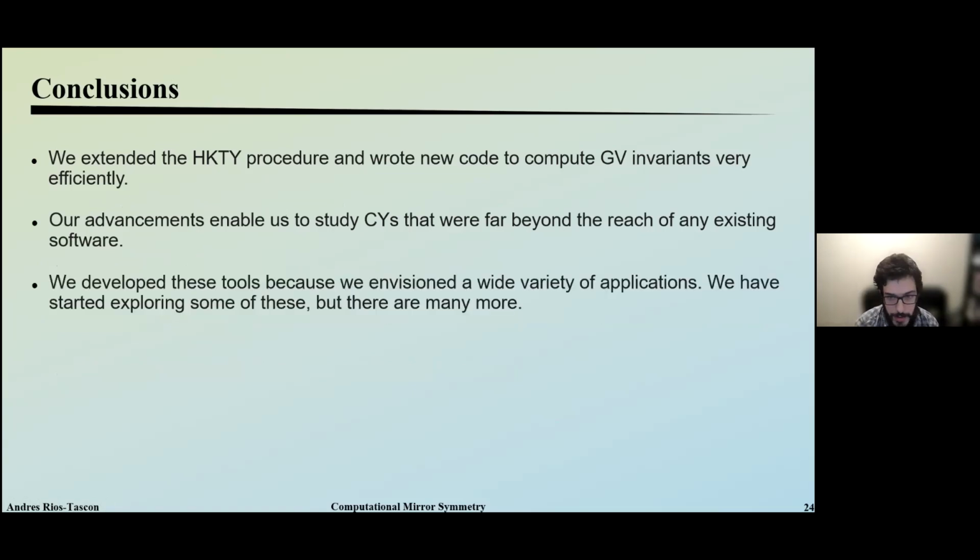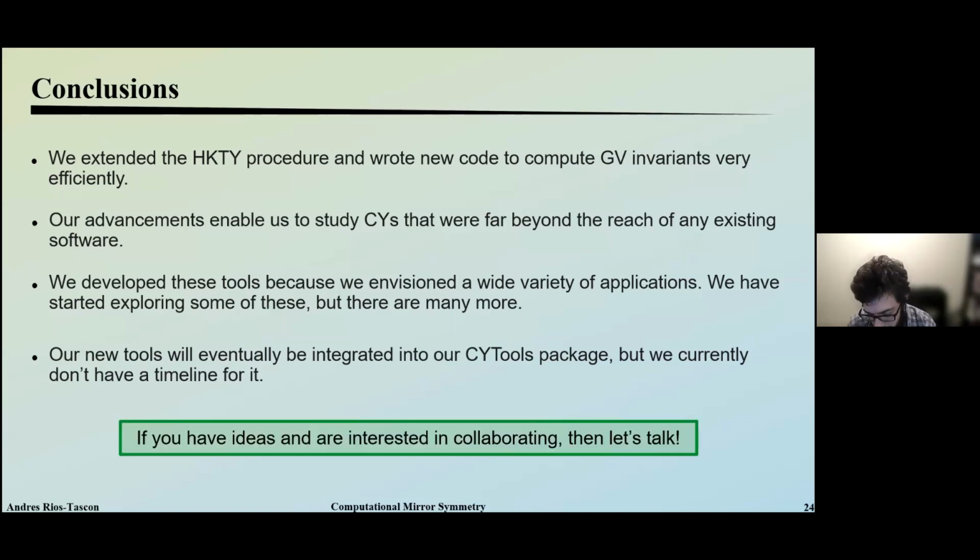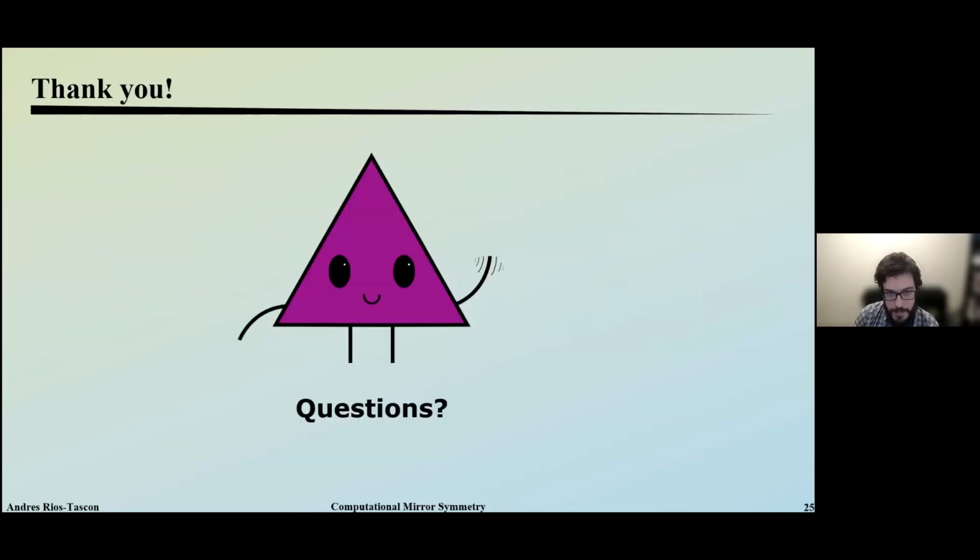We developed this tool because we envision a wide variety of applications, and we're starting to explore some of them, but surely there's many, many more things we can do. And so our tools will eventually be integrated into our CYTools package, but currently we don't have a timeline for it. So if you have any ideas and are interested in collaborating, then we should talk. Thank you.